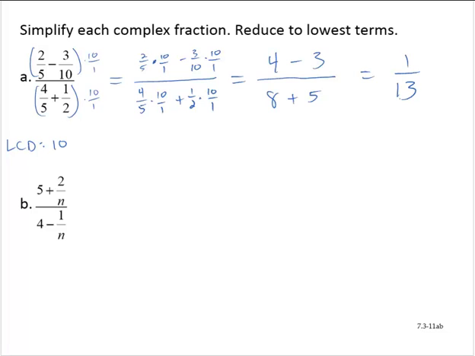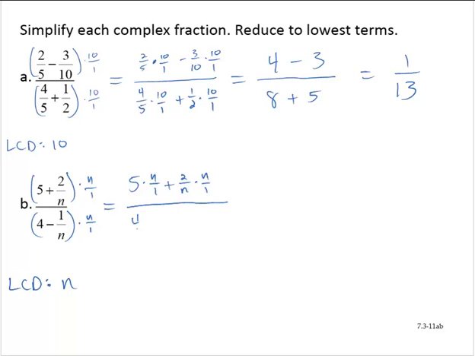5 plus 2 over n divided by 4 minus 1 over n. I only see one denominator, so the LCD for this expression is simply that denominator. So I will multiply both the entire numerator and entire denominator by n over 1, and I will apply the distributive property. So I have 5 times n over 1 plus 2 over n times n over 1, over 4 times n over 1 minus 1 over n times n over 1.